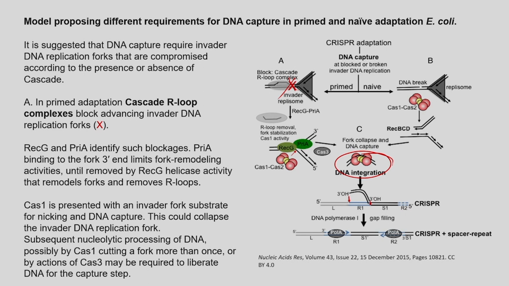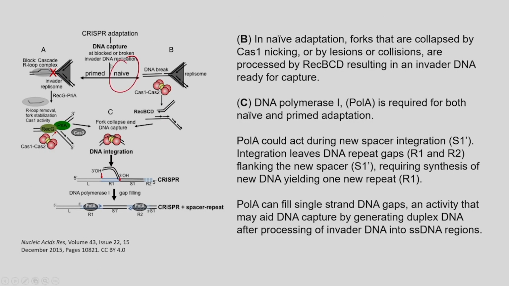Cas1 is presented with an invader fork substrate for nicking and DNA capture. This could collapse the invader DNA replication fork. Subsequent nucleolytic processing of DNA, possibly by Cas1 cutting a fork more than once or by actions of Cas3, may be required to liberate DNA for the capture step. In naive adaptation, forks that are collapsed by Cas1 nicking or by lesions or collisions are processed by RecBCD, resulting in an invader DNA which is ready for capture.